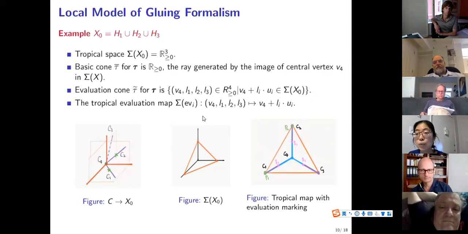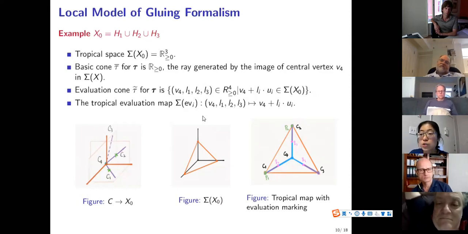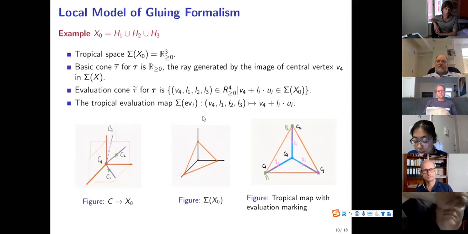and since these are the punctures, we have to add the requirement that this edge does not extend outside the tropicalization of X of 0. So this edge will move inside the range of the tropicalization. And the tropical evaluation map is simply that we map the edge to the additional marking that we are adding here.